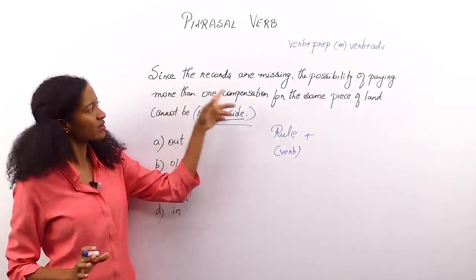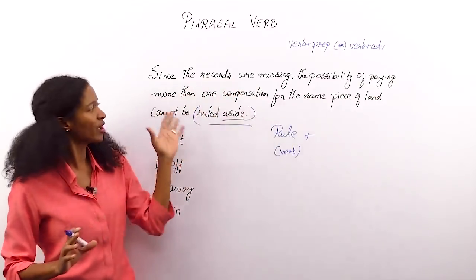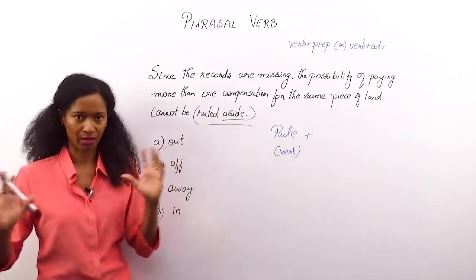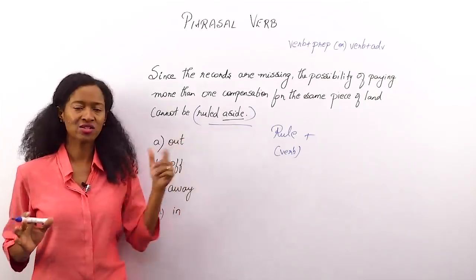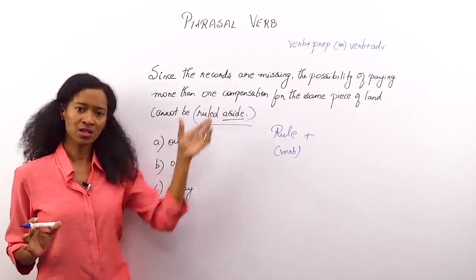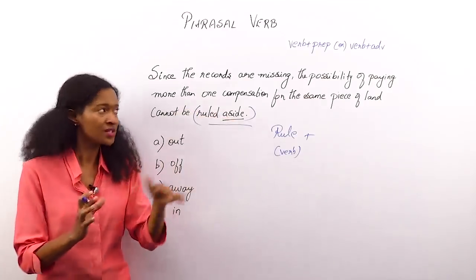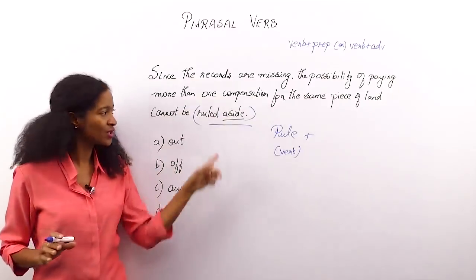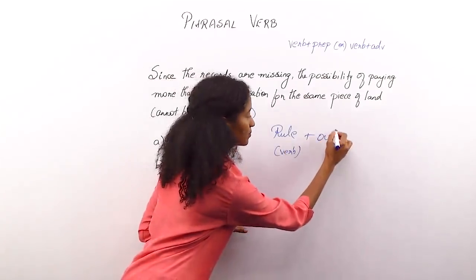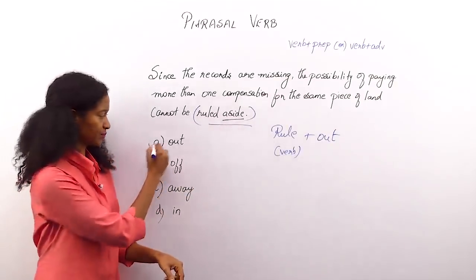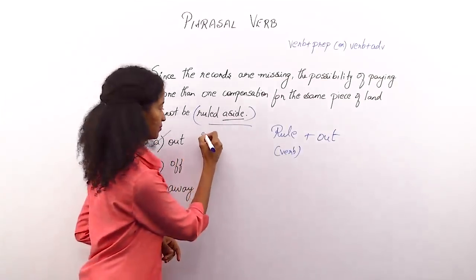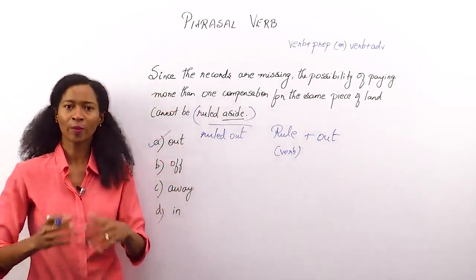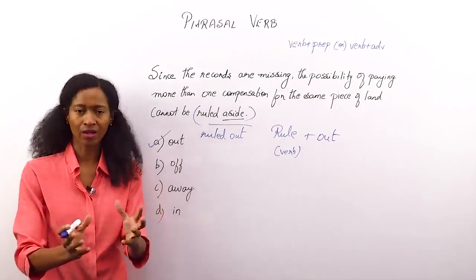Let's look at that. Since the records are missing, the possibility of paying more than one compensation for the same piece of land cannot be ruled something, right? So, the meaning I need in this context is, since this has happened, we cannot stop considering this as a possibility. It cannot be. The right phrasal verb bringing in that meaning is rule plus the adverb out. Ruled out.